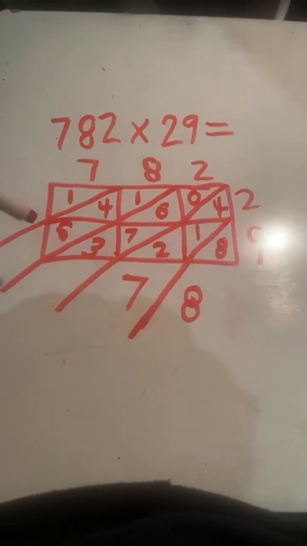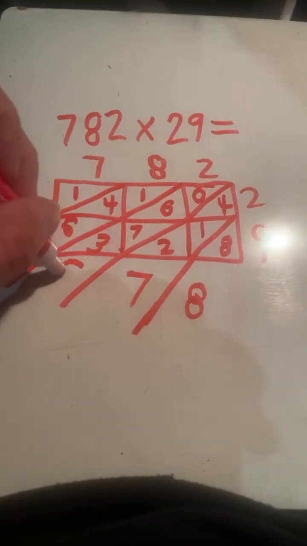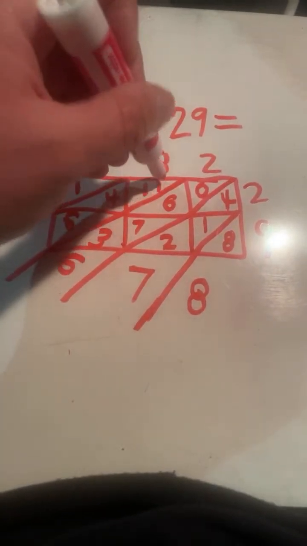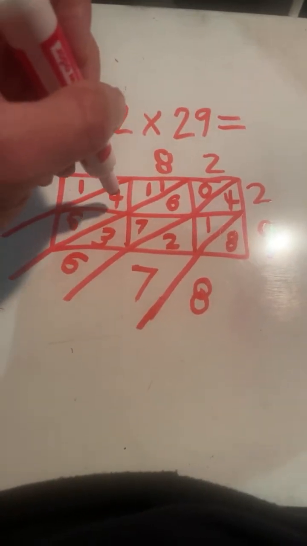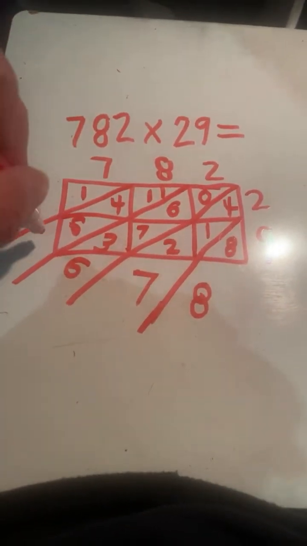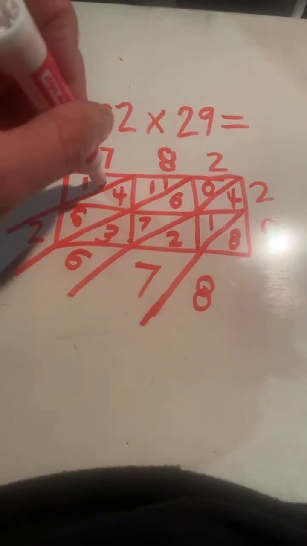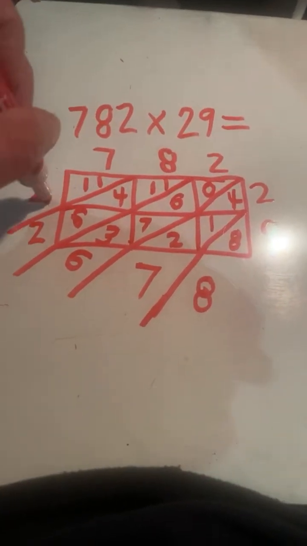Now we do need to regroup. The 6 in 16 goes here, the 1 gets carried over. 1 plus 1 equals 2, plus 4 equals 6, plus 6 equals 12, so 2, carry the 1. 1 plus 1 again equals 2.